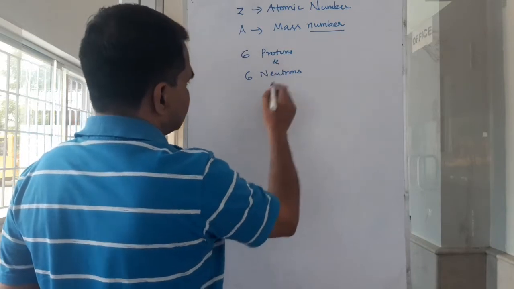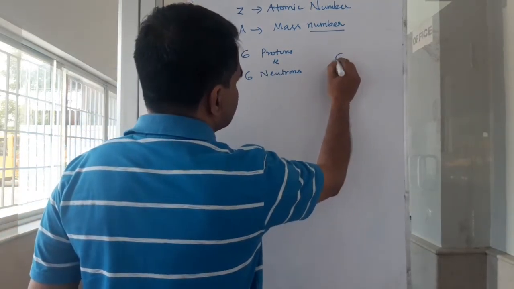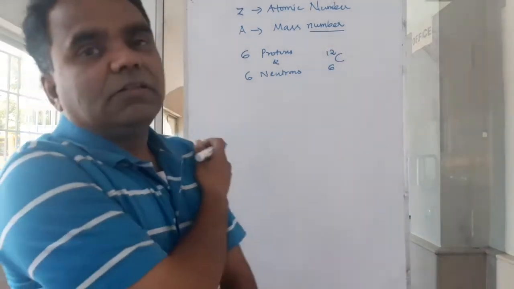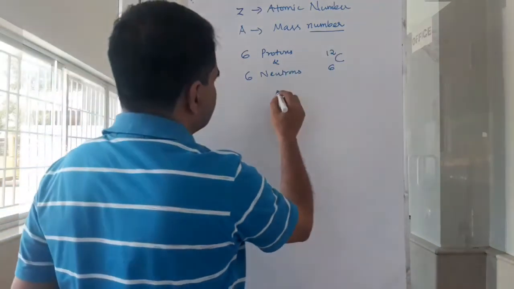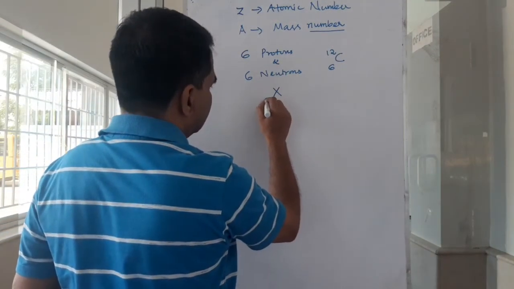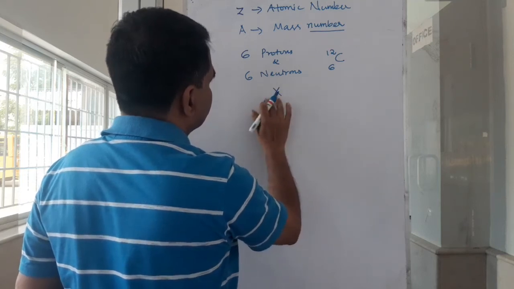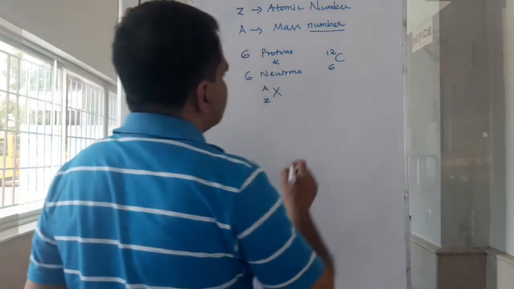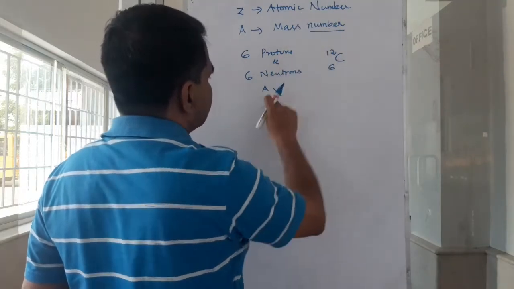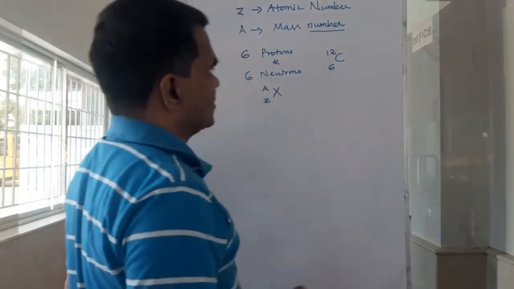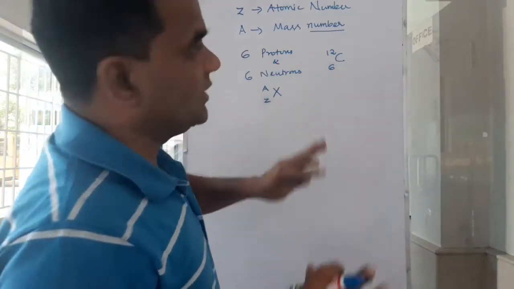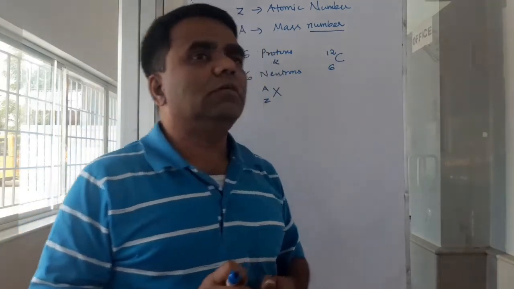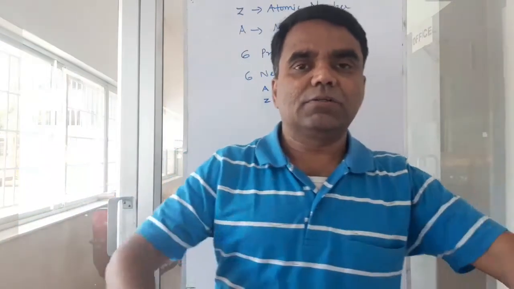So you represent carbon 12 as something like this: C, 6, 12. Generally, an element is represented like this: element X, with Z and A, Z being the atomic number and A being the mass number. The mass number, as you see, is simply, in this case, the sum of protons and neutrons.